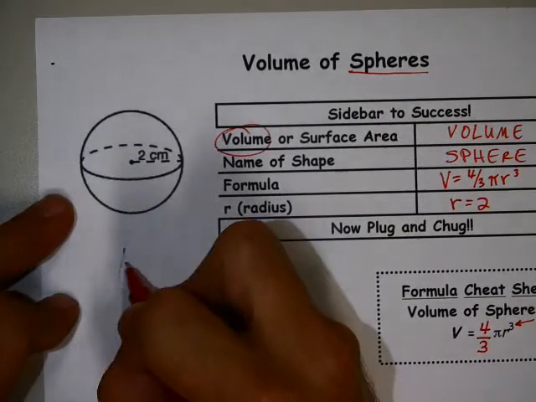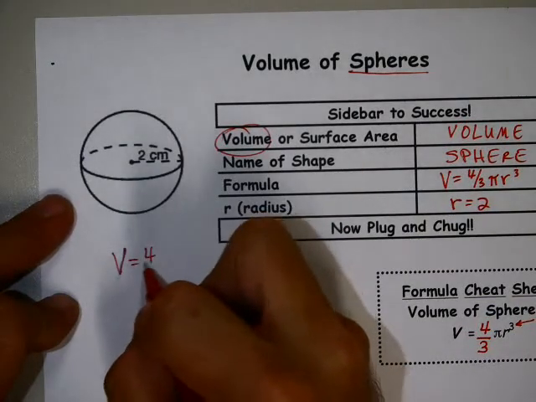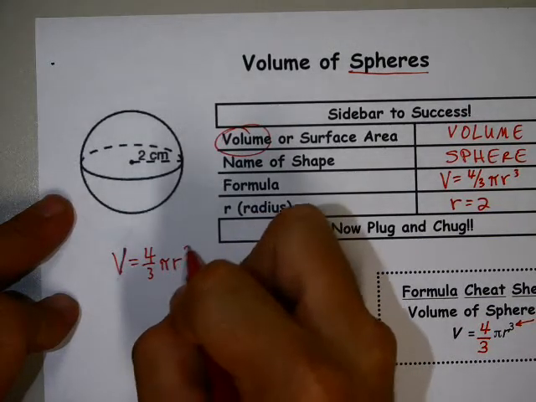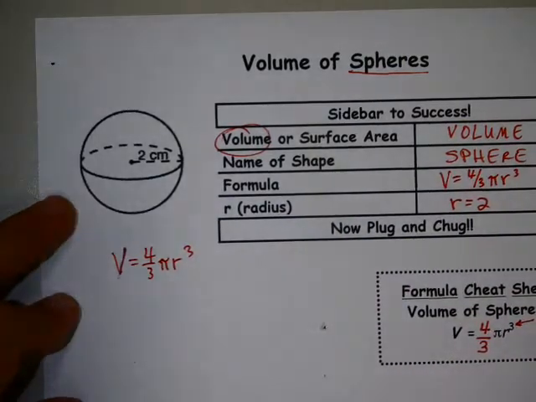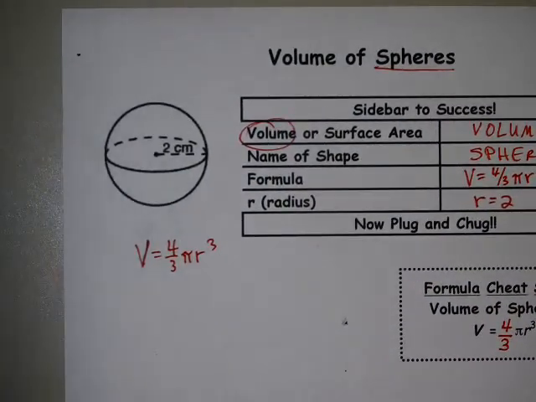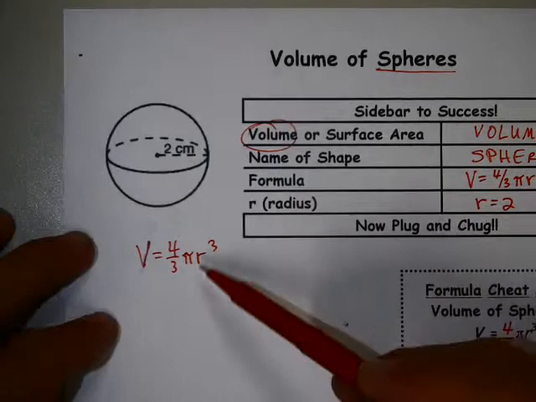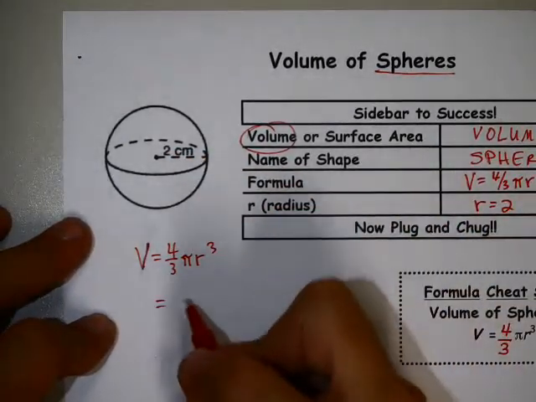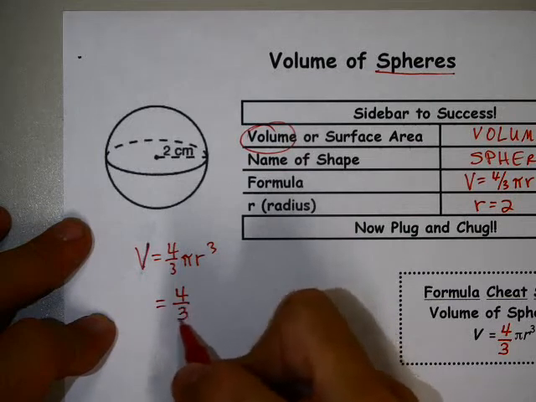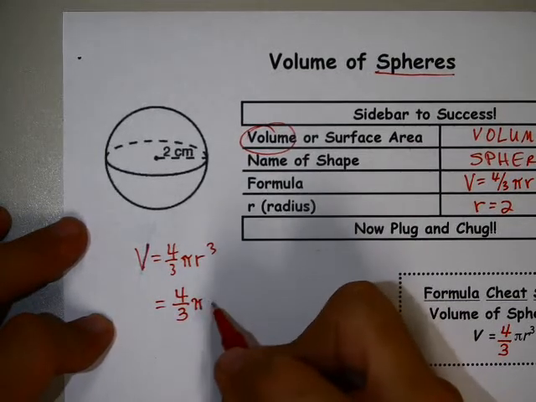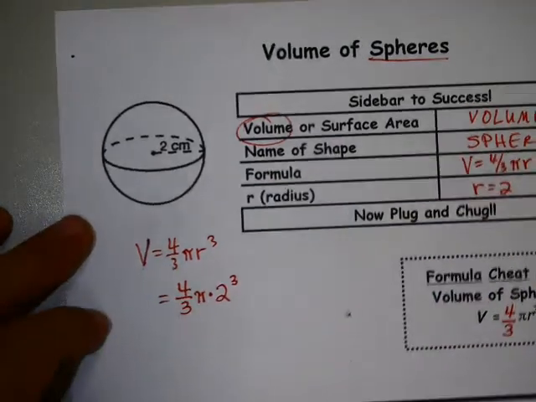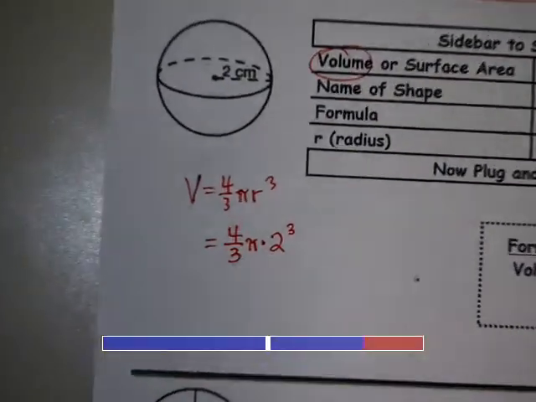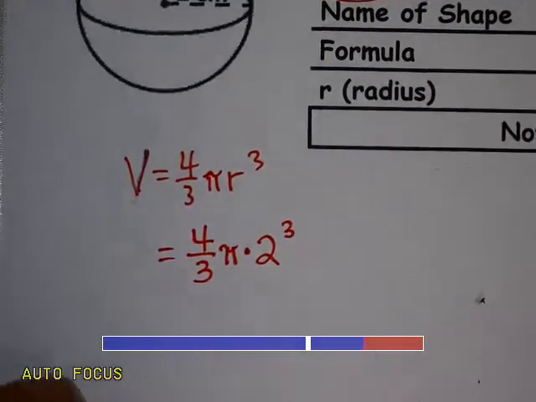So now we're going to come over here. We're going to write our formula out. 4/3 pi radius cubed. Well, if we look at the formula, there's only one thing we don't know that it even gives us. It's the radius. So really all we got to do is take that number, put it in the formula, and then solve it out. So 4/3 pi times 2 to the 3rd power.